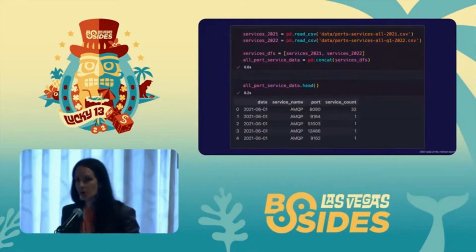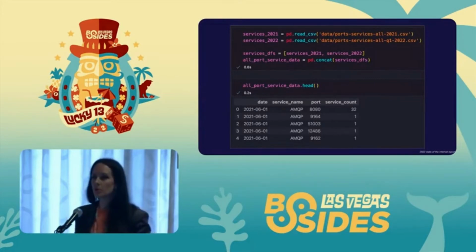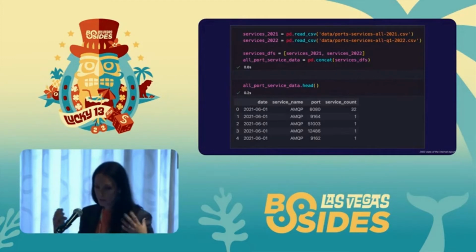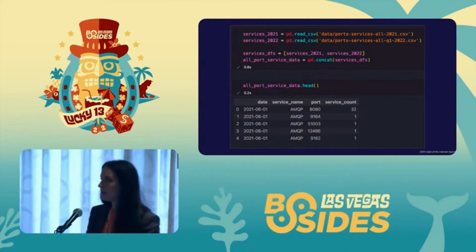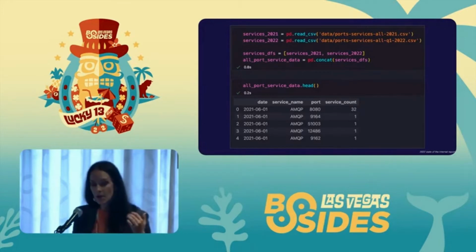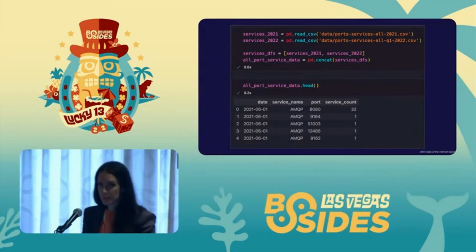So I won't show code for every one of these examples, but I do want to orient you just a bit to what I'm looking at and what I started looking at. Again, this is Python pandas in a Jupyter notebook, just reading in a CSV. And you can see here on the bottom the different fields that I'm looking at. So this is a data set of service name, port, and service count over a series of dates from June of 2021 through May of 2022, with several different snapshot dates in there.